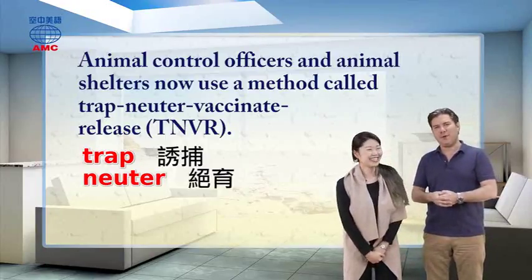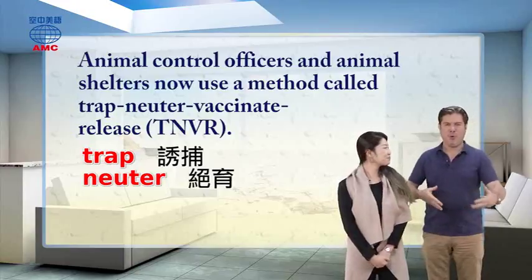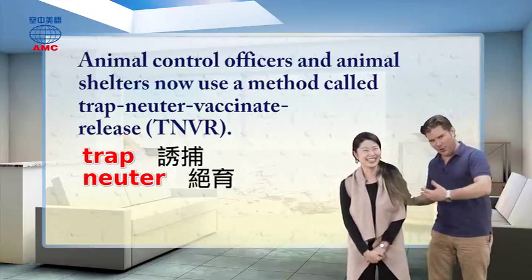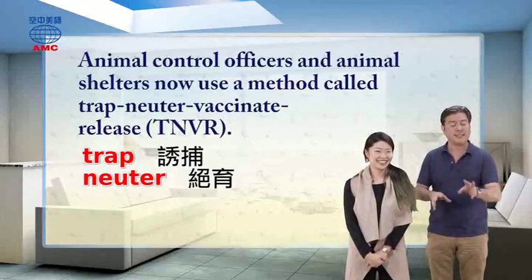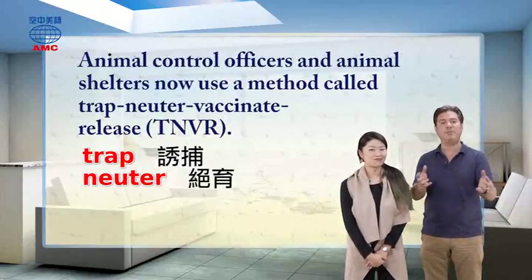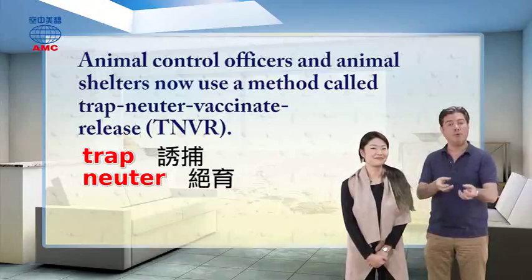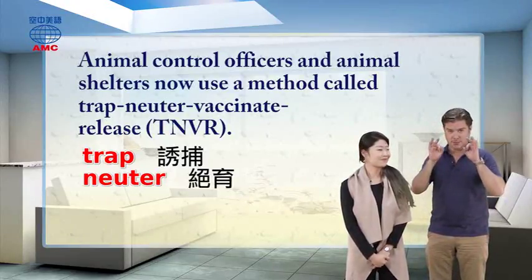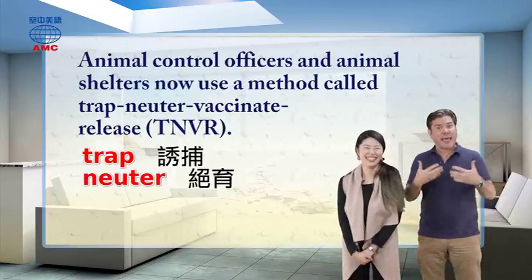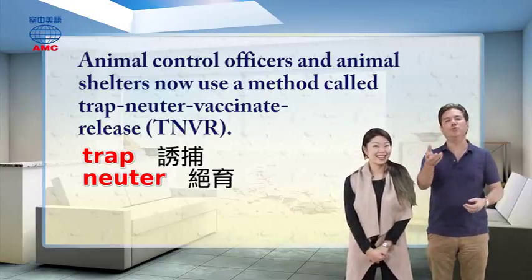Well, if you've ever been to science class, you know that boys have parts and girls have parts. And some of these parts are different. And some of these different parts are used to make babies. Well, if you remove the parts that make babies, then they can't make babies. That is to neuter something.